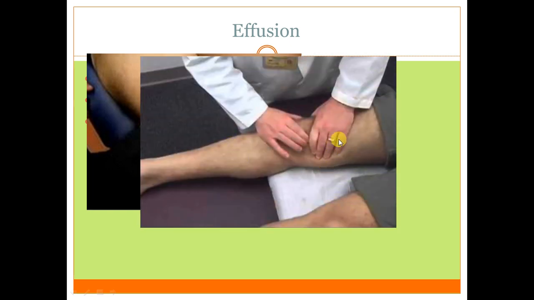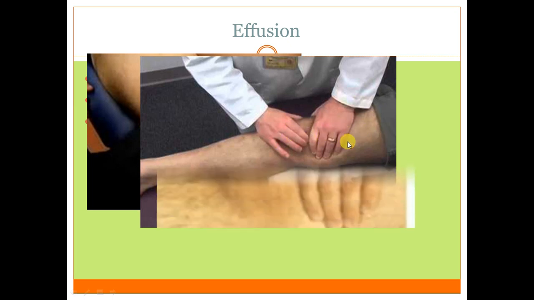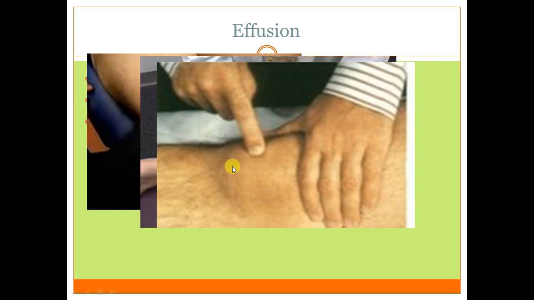Then ballottement for moderate effusion. You squeeze the suprapatellar pouch with one hand, and with the other you press from the lateral side, pushing the medial side, and pressing from the medial side, push the thumb out the lateral side. This is ballottement in the horizontal plane. In massive effusion, you will also have ballottement, but in the vertical direction.